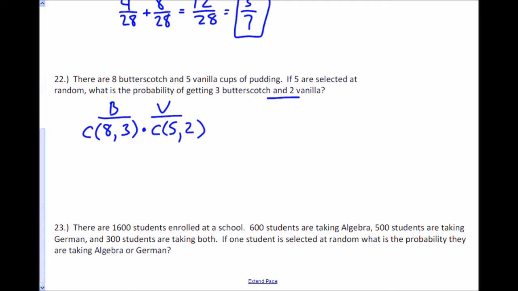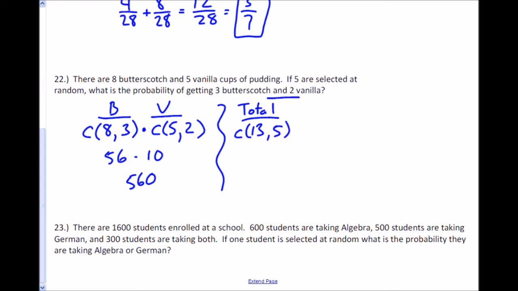The first one, the combination of 8 choose 3, gives me a 56. The combination of 5 choose 2 gives me a 10. When I multiply, that's a 560. And then from here, I have to do a combination for the total as well. So I'm going to do my total. There are 13 total cups of pudding, and I'm choosing a total of 5 of them, so I have to do the combination of 13 choose 5. And that gives me 1,287.